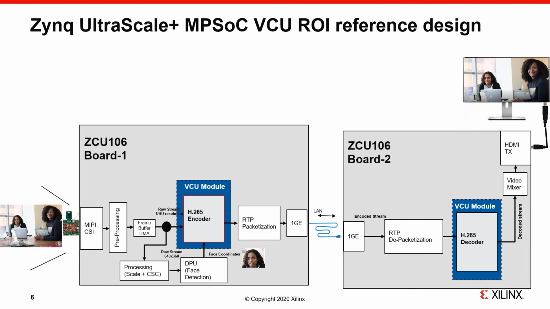Once the stream is encoded, it'll get packetized into RTP packets and streamed via 1 gigabit Ethernet to ZCU106 board 2. Board 2 receives the live compressed stream, depacketizes, decodes, and displays the video on the connected monitor, where you'll see the difference in the quality of faces compared to other regions within the frames. By using the ROI encoding feature of the VCU, a user can transmit 4K resolution at a lower bitrate while maintaining the quality of the important region.